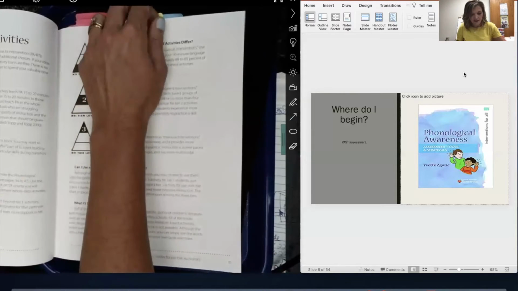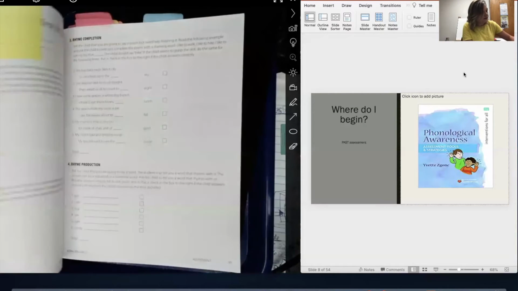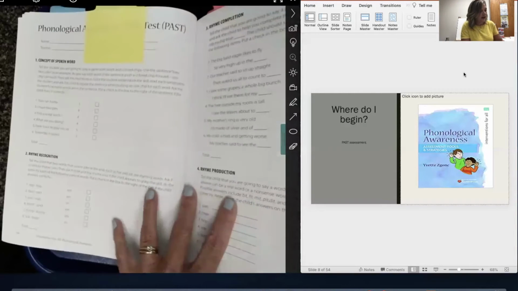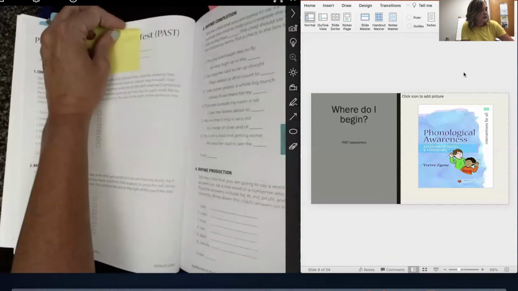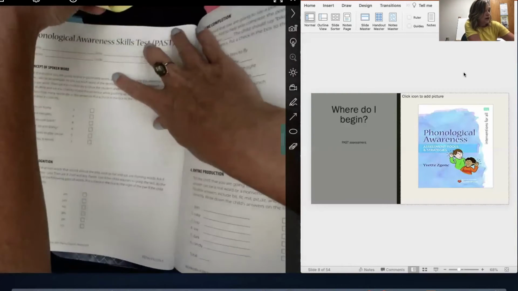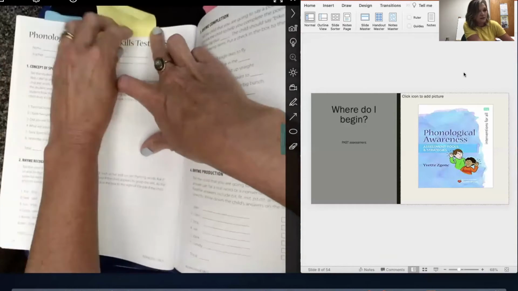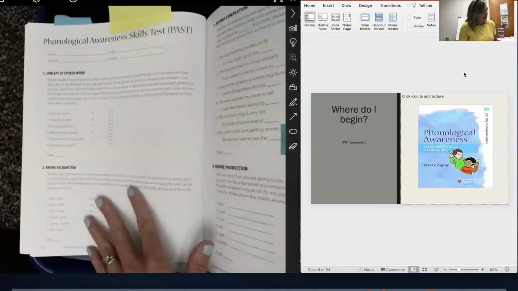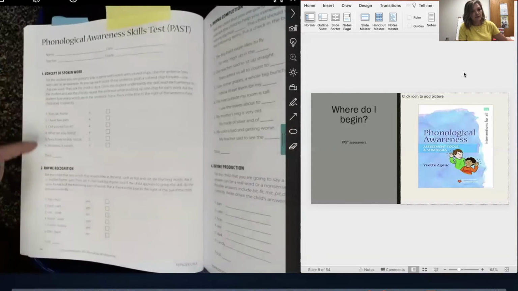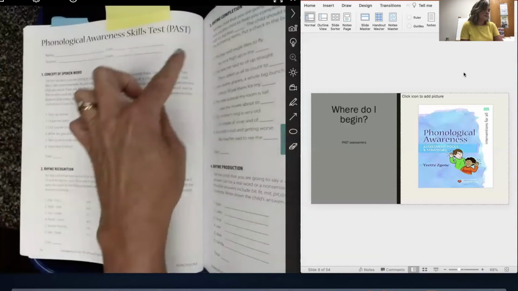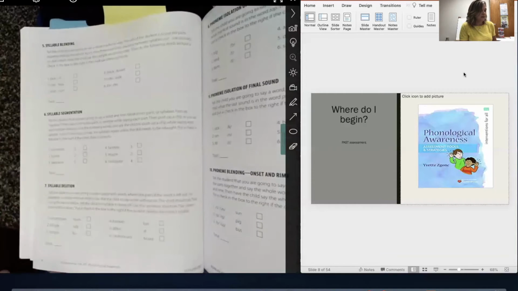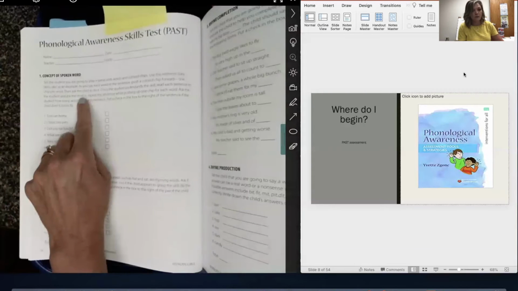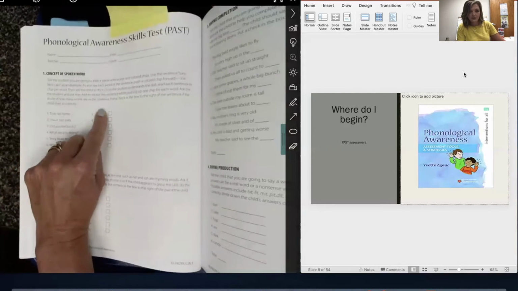So go ahead now and turn to page 34 in this book. This is your past assessment that I was talking about. This is what you're going to use to determine where to start teaching your kid. On this page, the bold numbers are your sub skills of phonological awareness. When you administer these, it gives a little paragraph that tells you exactly how to do it.